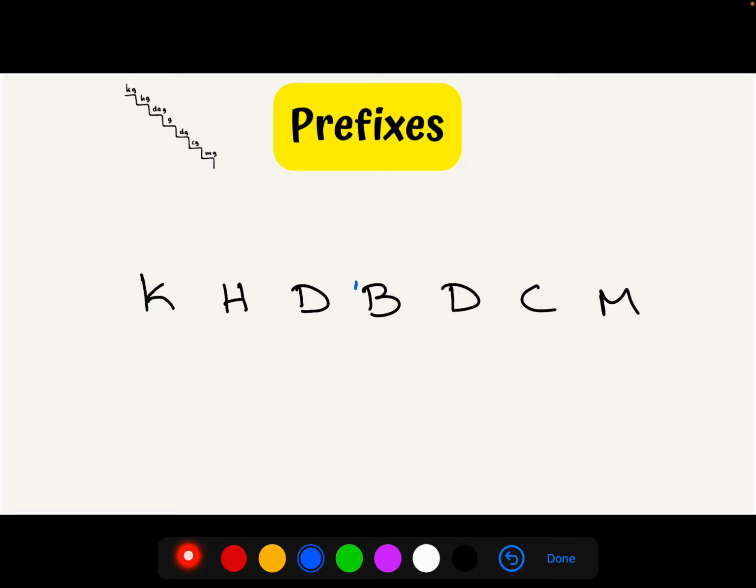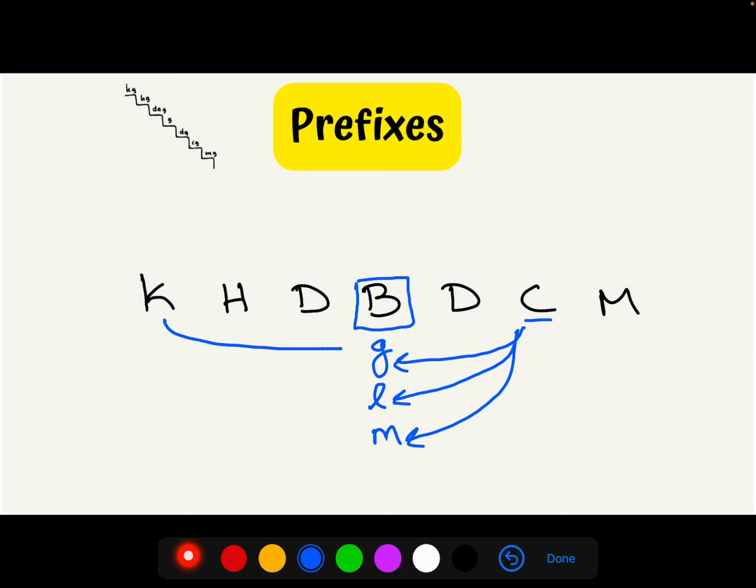Now, what are my base units? So my base units would be just the gram, the liter, or the meter. So if I was looking at the C, for example, it would be the centigram, centiliter, or centimeter. If I was looking at, let's say, the K over here, it would be the kilogram, the kiloliter, or the kilometer. And so again, the B represents grams, liters, or meters, depending on what it is that you're using.